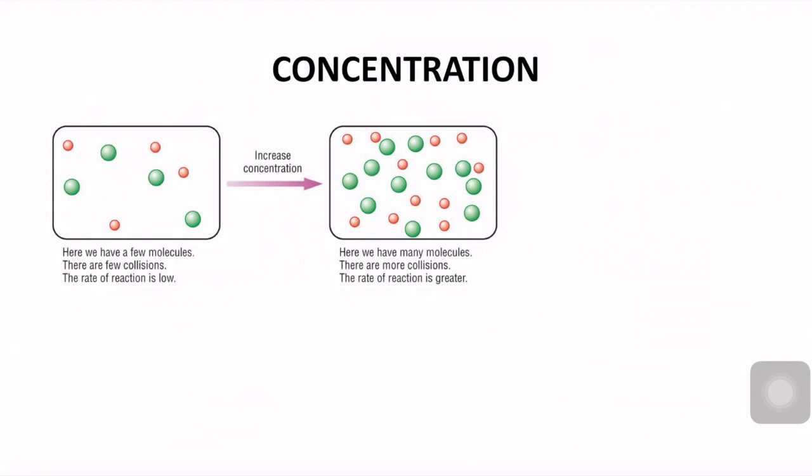If you look into the diagram, on the left-hand side, you only have a few molecules. Therefore, you can only get a few collisions. But once you increase the concentration, which means that you are adding more particles into that specific rectangle or specific beaker or container, you have more molecules, the particles are getting closer together, so you are expecting more collisions.